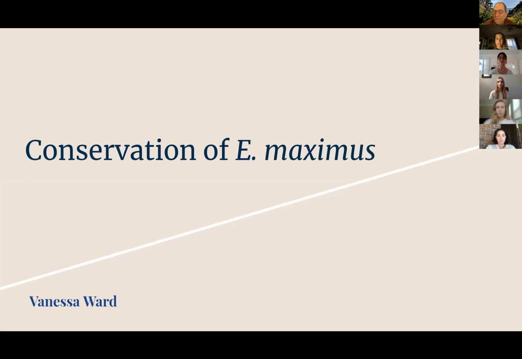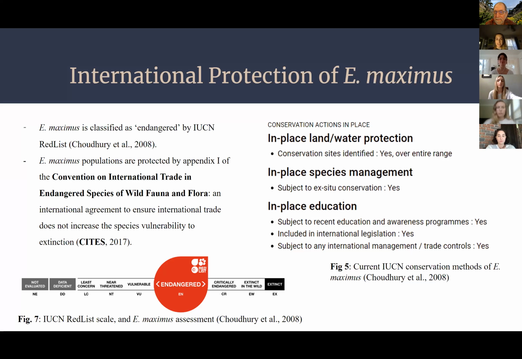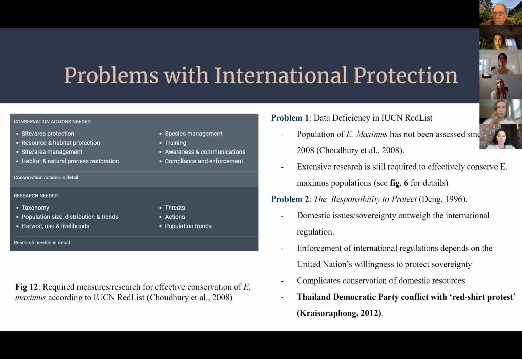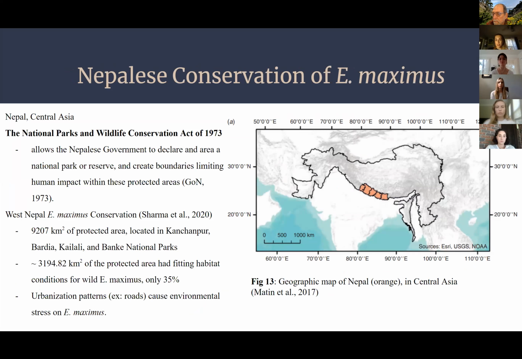It's just the conservation, and most of this was actually discussed. Kelly had discussed already that the IUCN Red List has labeled E. maximus as endangered, and so they are protected in this case. But quickly, there are some problems, as we have learned in this class too, with international protection. And here is a figure where you can see, again, taken from the Red List, what we still need as to the E. maximus conservation. And so it's more about domestic conservation real quickly.